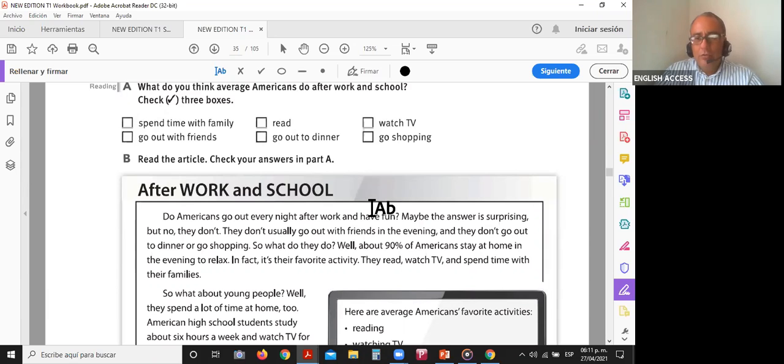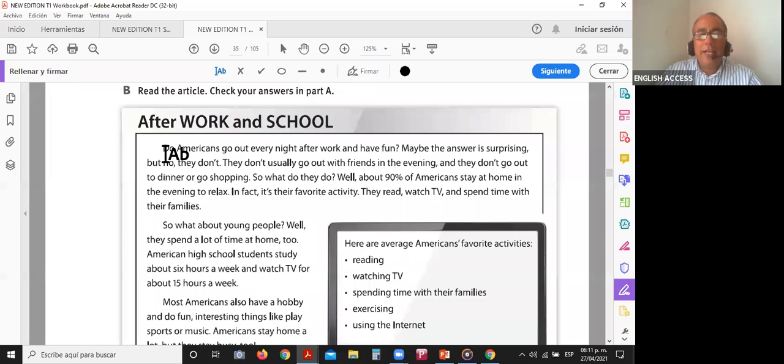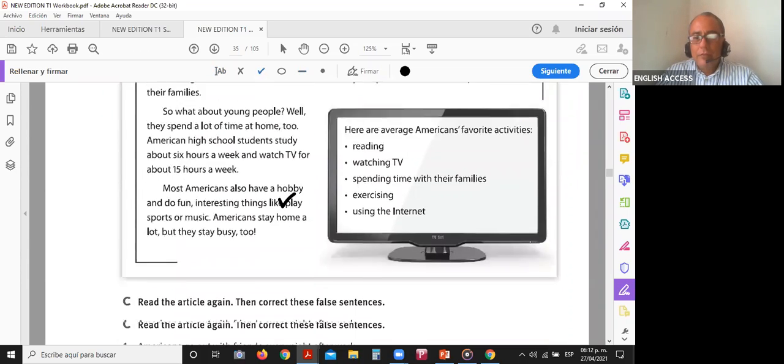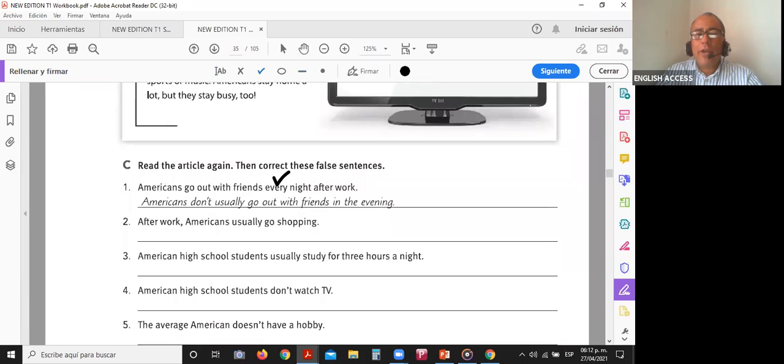Then read the article. Find new words. If you see a word that is new for you, write it down or underline the word. For example, maybe, oh, it's a new word. I don't know what maybe is. So underline the word and we check that tomorrow, okay? For new words. Then you answer this question. Read the article again and you correct the sentences that are false. Some sentences are true, some sentences are false, but you need to correct the sentence.